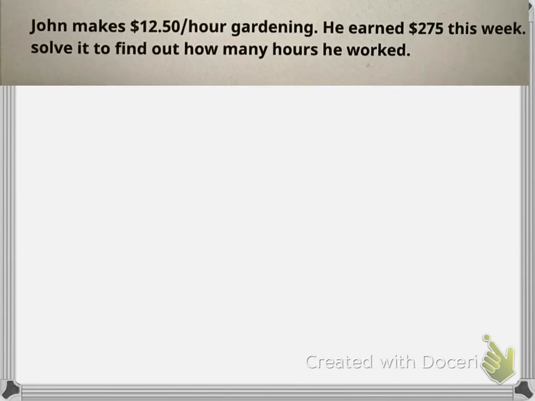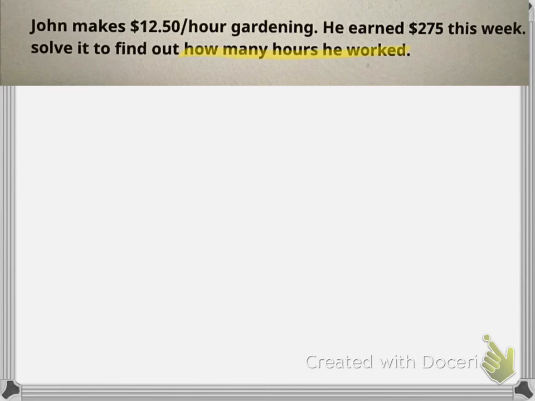Here, John makes $12.50 an hour gardening. He earned $275 this week. Solve it and find out how many hours he worked. What's the unknown in this case? What is the information we don't know? Perfect, Fernando pointed out. It's how many hours he worked.